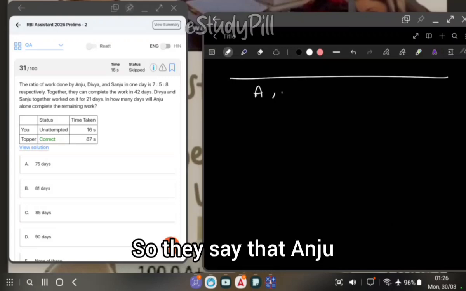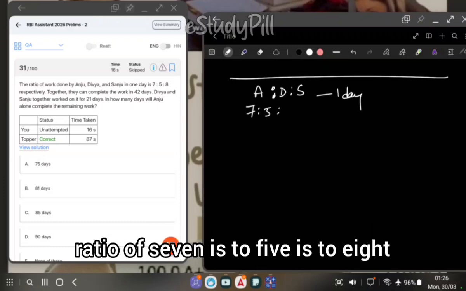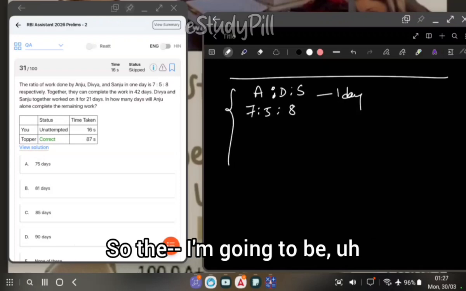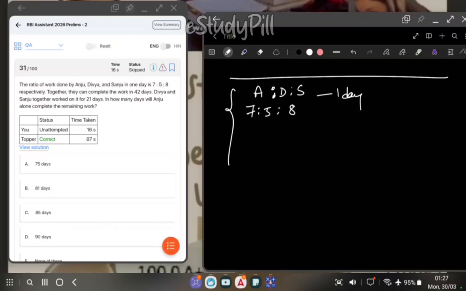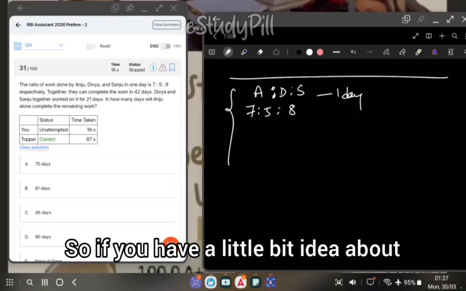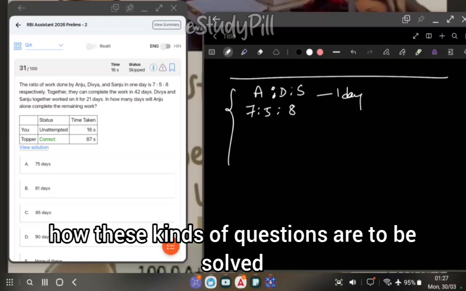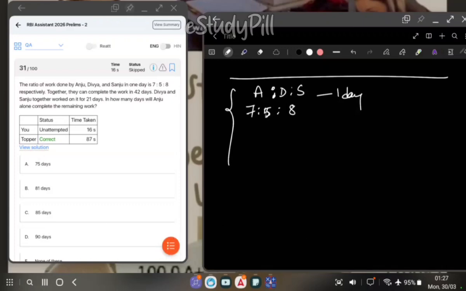So they say that Anju, Divya and Sanju's 1 day work is in the ratio of 7:5:8. So I'm going to be sharing with you the easiest and quickest ways to solve these questions. I'm not going to be teaching the whole concept. So if you have a little bit of idea about how these kinds of questions are to be solved, then you'll be able to understand it.